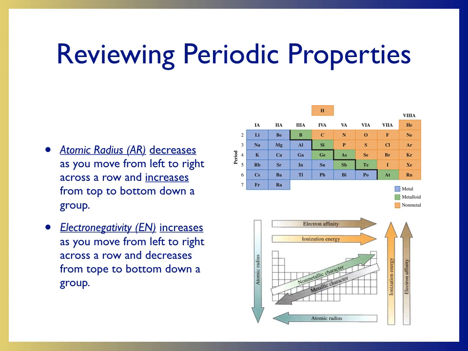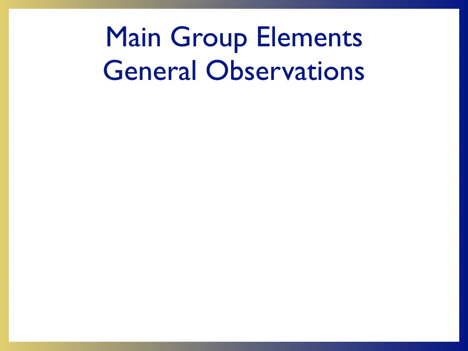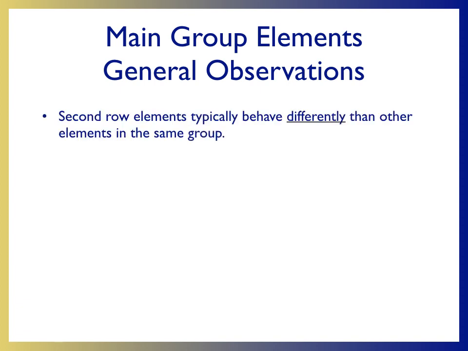Now that we've reviewed some of the periodic properties, let's take a look at some general observations about the main group nonmetals. Here's an observation and a theme that we're going to take a look at throughout this unit: second row elements typically behave differently than other elements within that same group. Why is this? It turns out that second row elements, being at the very tops of their groups, tend to have higher electronegativities and smaller atomic radii than other elements in their group.